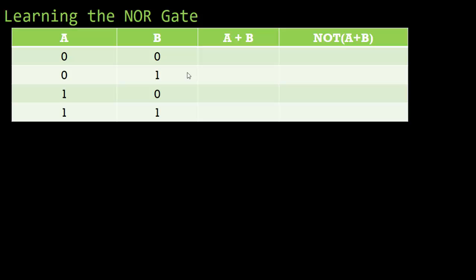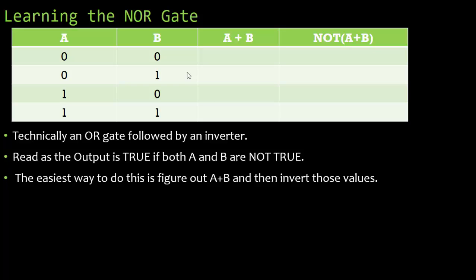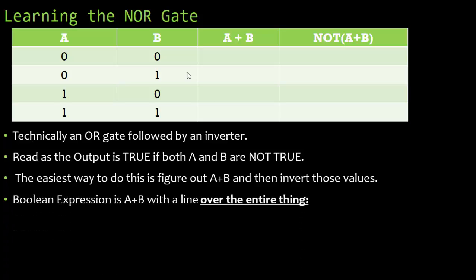Our next gate is the NOR gate, and it works very similar to the NAND gate. It inverts the values of the OR. So it's technically an OR gate followed by an inverter. Read as the output is true if both A and B are not true. The easiest way to do this is figure out A or B, or A plus B, and then simply invert those values. The Boolean expression is A plus B with a line over the entire thing. There is a line over the entire thing including this plus sign. This is not the same thing as not A or not B. This is A NOR B.